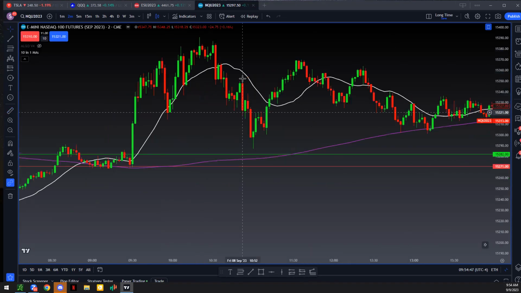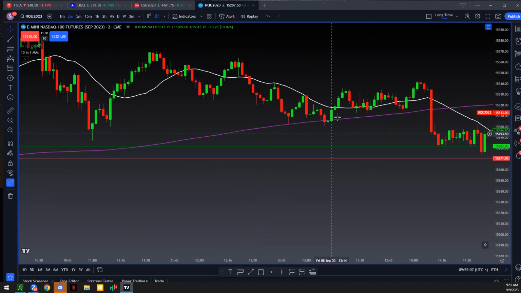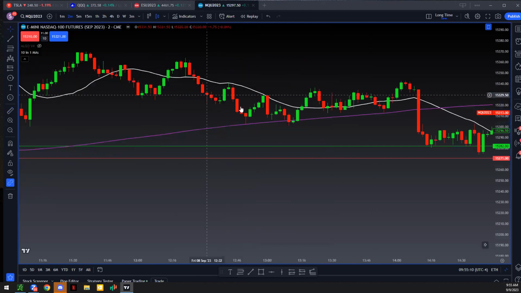If you were playing back down, it was possible to catch this one. This one's a little bit too far, going back towards the 200. But if you would have caught this one here, this one was a nice move too, to the downside. This was almost 200. This was 200 ticks. Wow. Okay, this was a nice going back play to the 200.